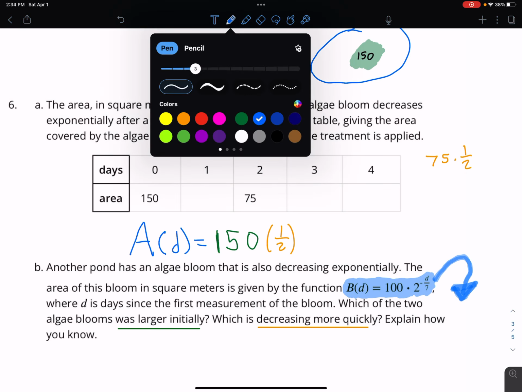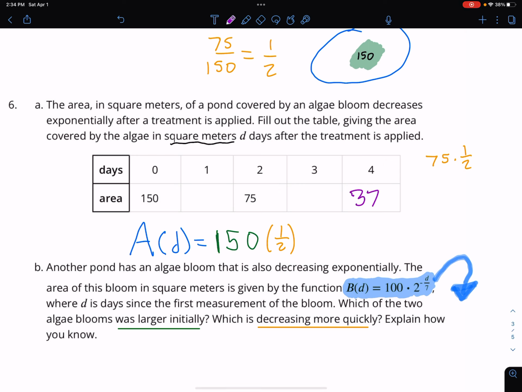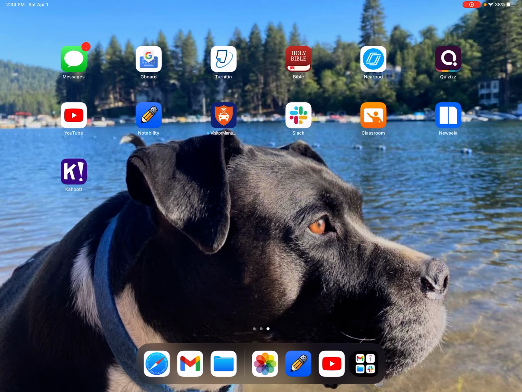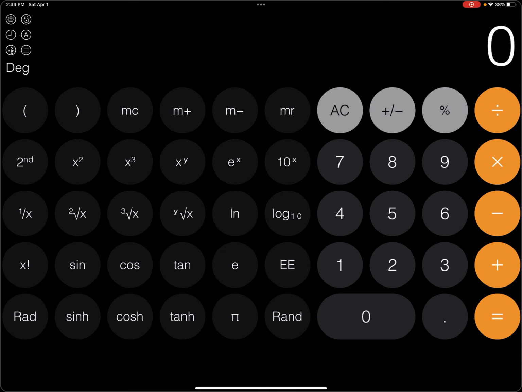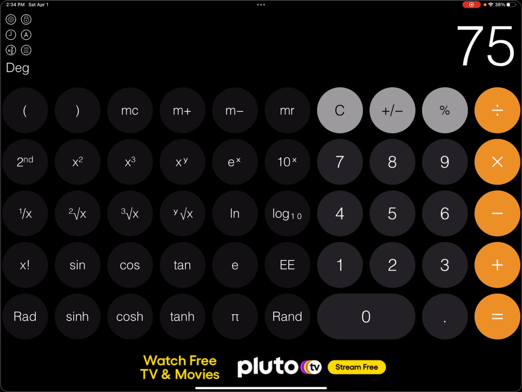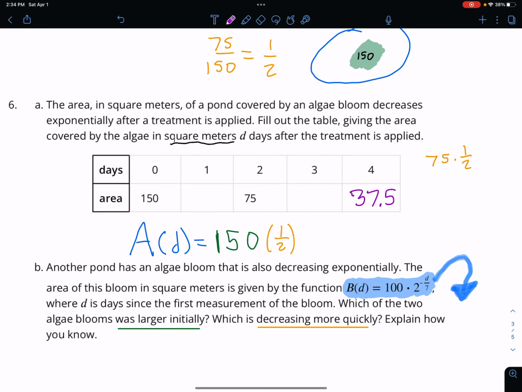Maybe I'll throw it in there in purple. 37.5. You know what I did? I saw that it went from 150 to 75. It got cut in half in 2 days. So then in 4 days, it must have got cut in half again. I'm pretty sure half of 75 is 37.5. We could always double check. 75 divided by 2. 37.5. Looks like we're on the money.